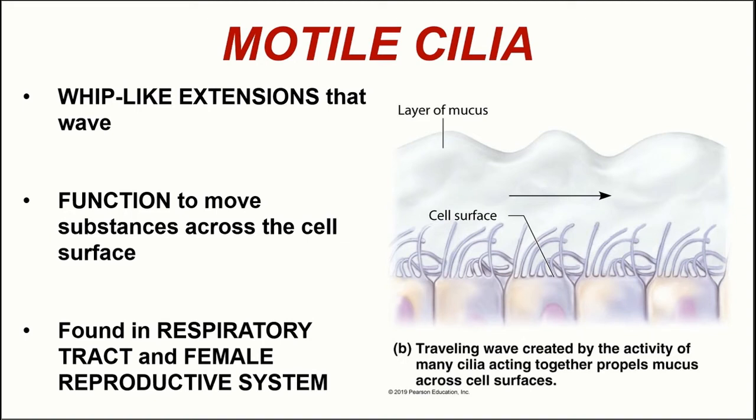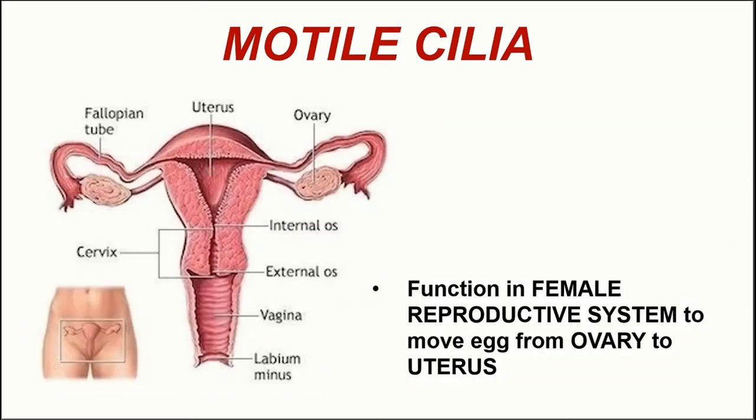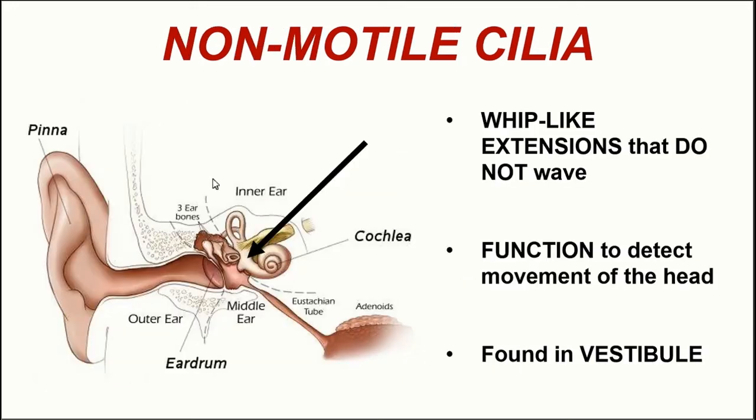So we find motile cilia in the trachea of the respiratory tract, and we also find them in the female reproductive system. In particular, they're located in the fallopian tubes, where the cilia function to move eggs that are ovulated from the ovaries towards the uterus, where they can be implanted. So those are our motile cilia.